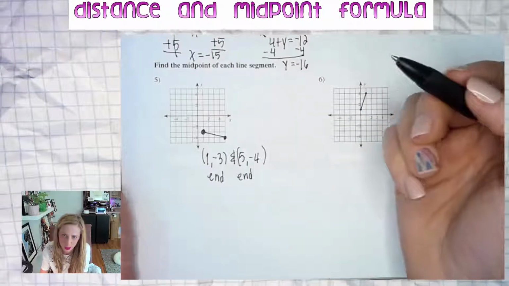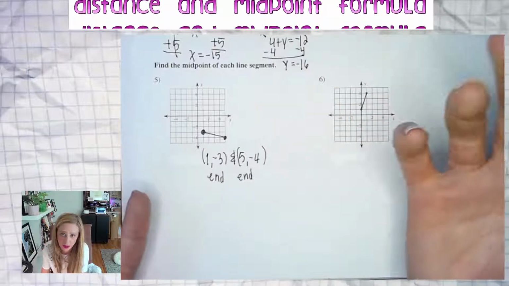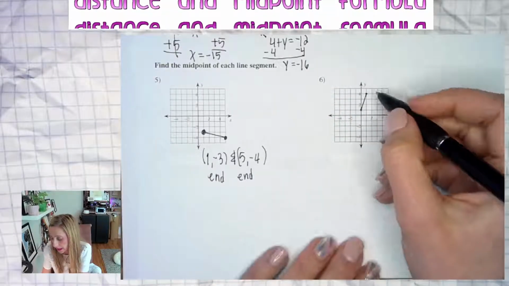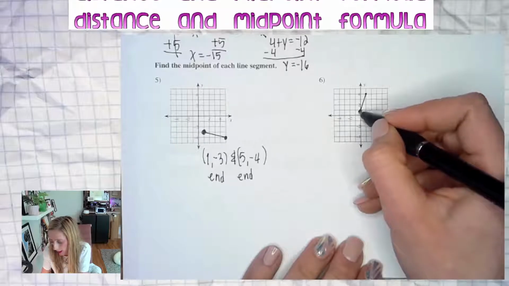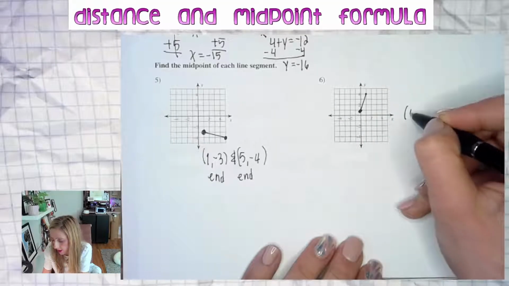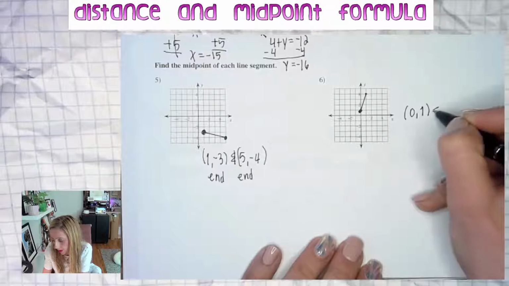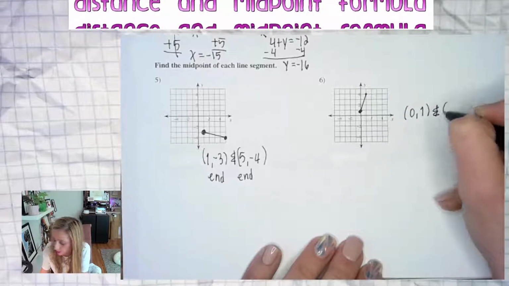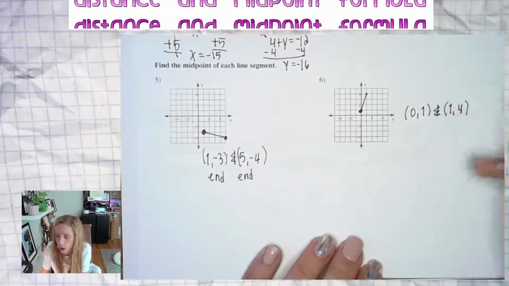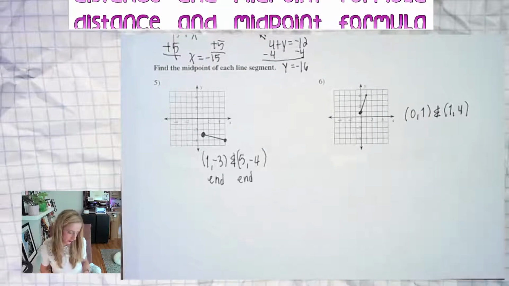Don't try to get it from the picture. It's decimals and, well, fractions. Same idea here. Just make sure you do your ordered pairs correctly. This ordered pair, helping you out here, is 0, 1. And the other ordered pair is over 1 and up 1, 2, 3, 4. 1, 4. Okay?